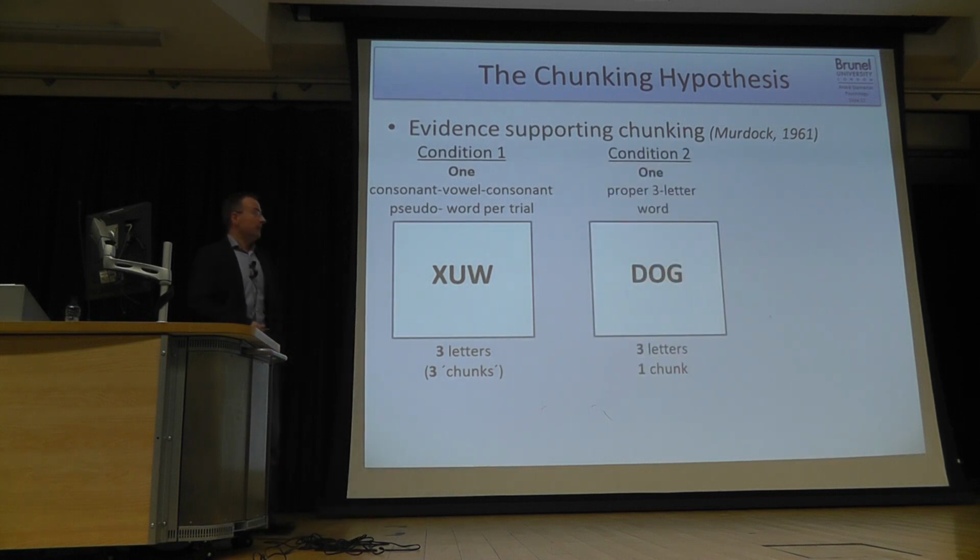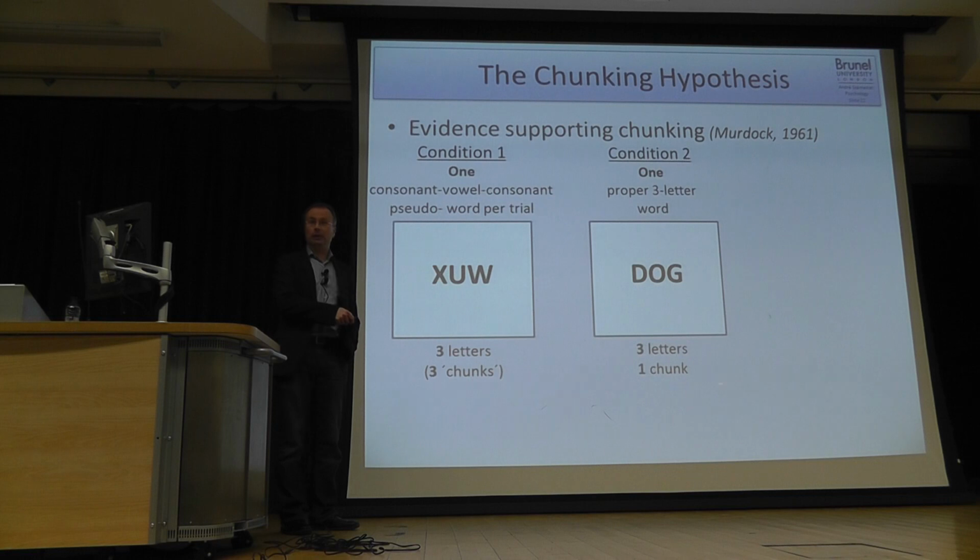In the second condition, he had 1 proper 3-letter word, like dog. Again, we have 3 letters, like in these examples. However, we only have 1 chunk.